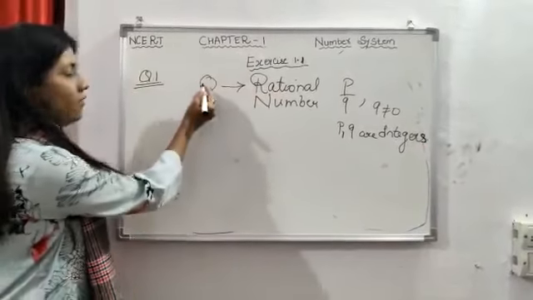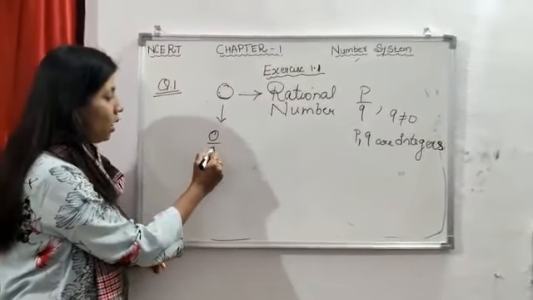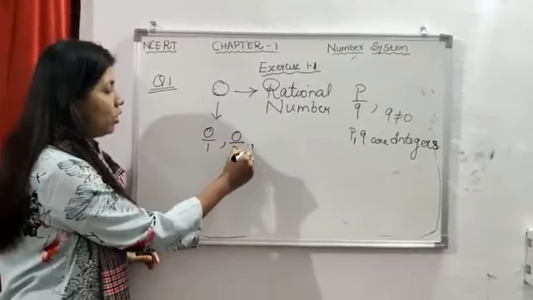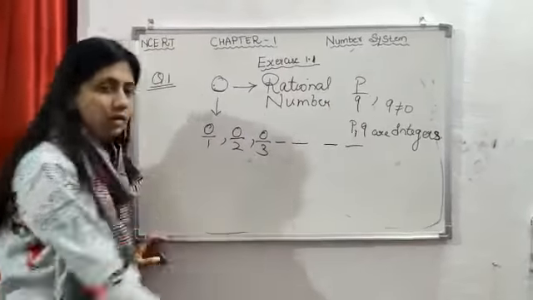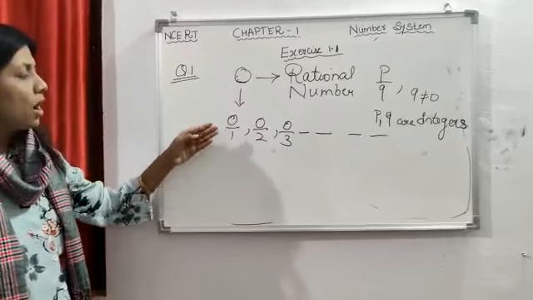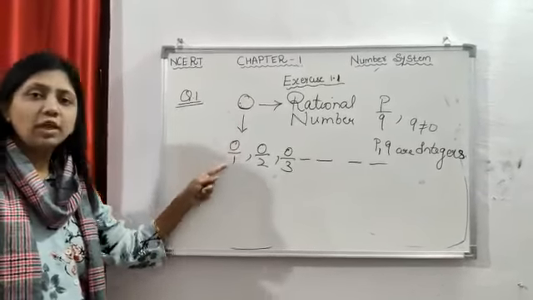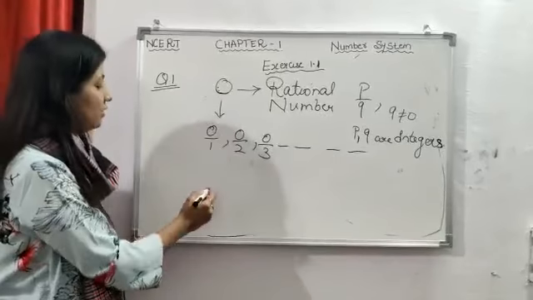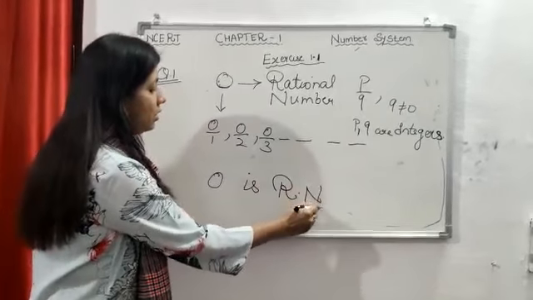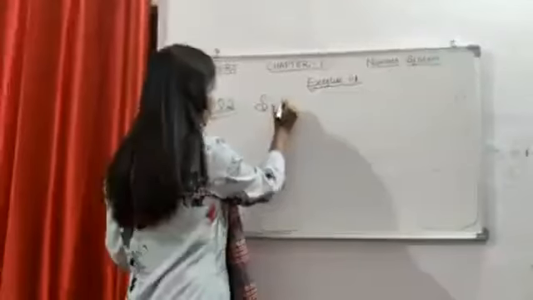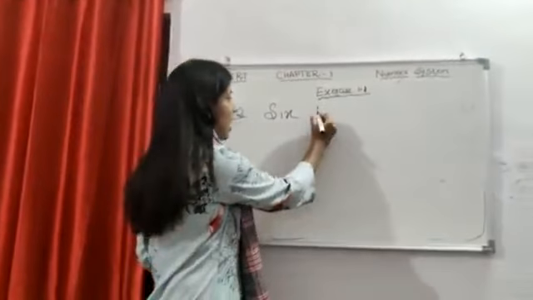So now I have 0 here. I can write 0 as 0 upon 1 or 0 upon 2 or 0 upon 3, and it will go on forever. So 0 upon any number is 0, and I can write 0 in p by q form. So I can say that 0 is a rational number.